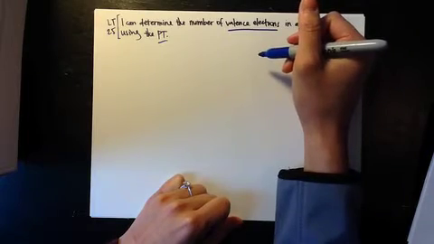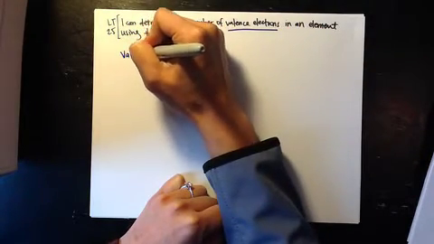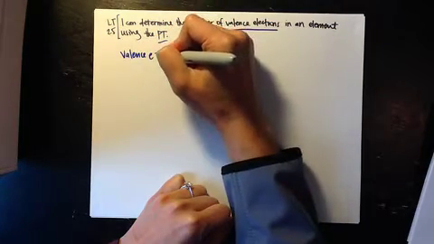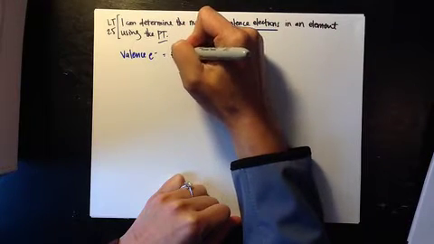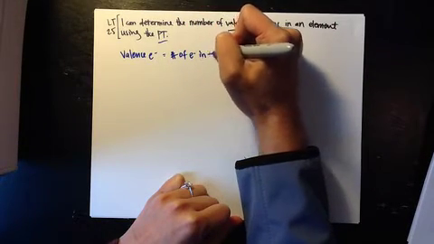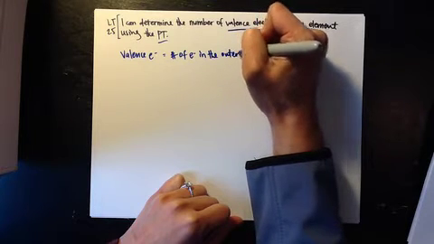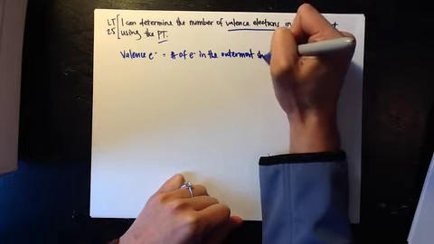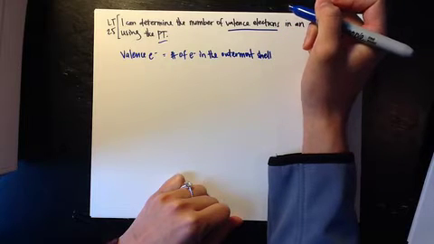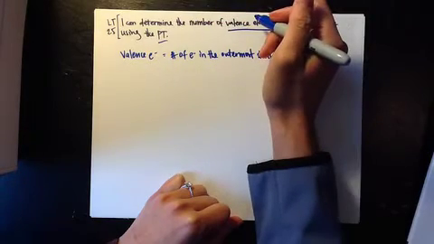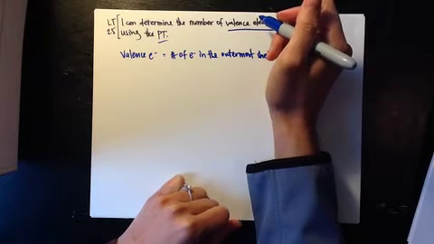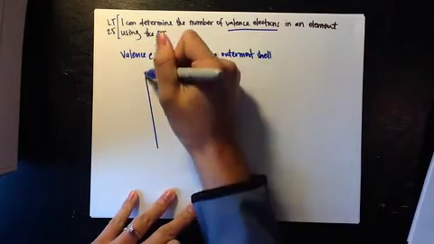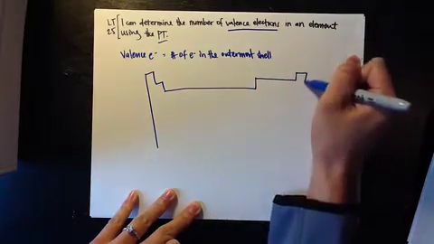Okay, so valence electrons, as a reminder, are just the number of electrons in the outermost level, right? So the number of electrons in the outermost shell or level, or however you want to think about it. So you use the group number on the periodic table to figure out how many valence electrons are in that element. Okay, so here's my handy dandy periodic table.